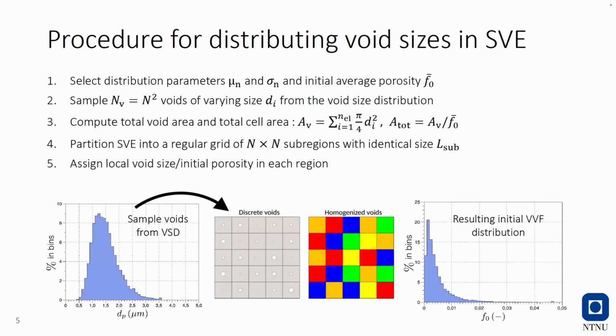Okay, so this is the procedure to distribute the void sizes. It's quite straightforward. We select the distribution parameters and an initial average porosity. Then we sample n square number of voids of various sizes, distribute them, compute the total void area and total cell area, so that we get the average porosity we want. And then we partition it into n by n subregions and assign these local void sizes or porosities.